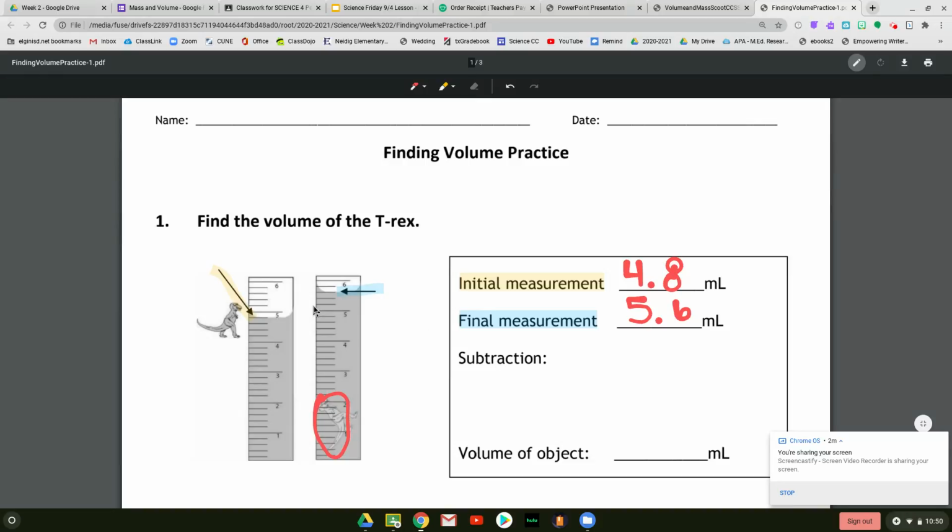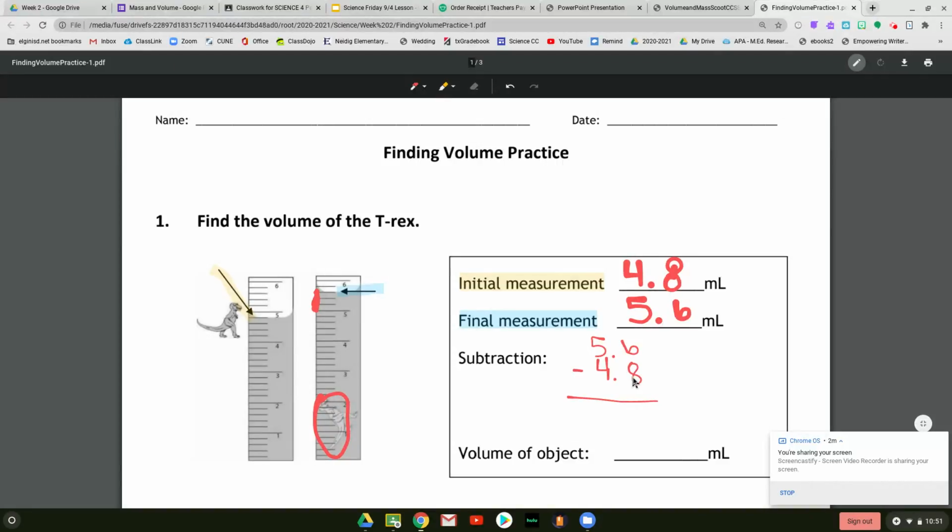Now we need to figure out what the difference was. In order to figure out the actual volume of Mr. T-Rex, I need to know what this much is, okay? So we're going to do some subtraction. And I'm going to make this thinner. So my bigger number goes on top, 5.6, there we go, minus 4.8. This is difficult. I need a stylus.